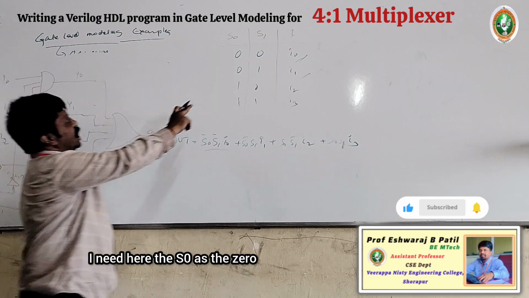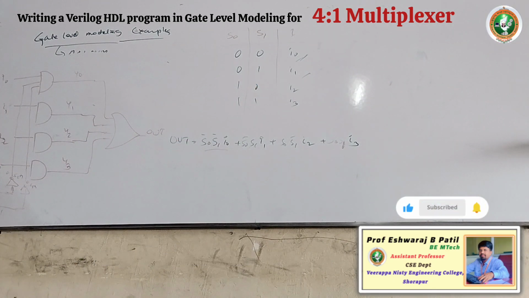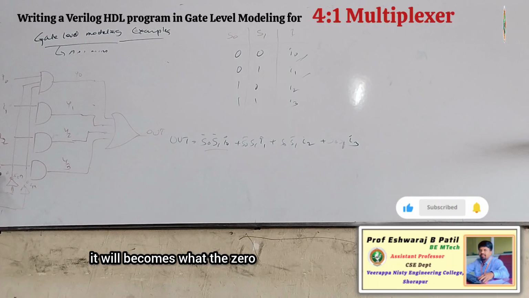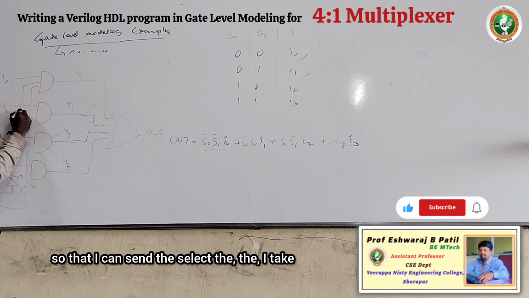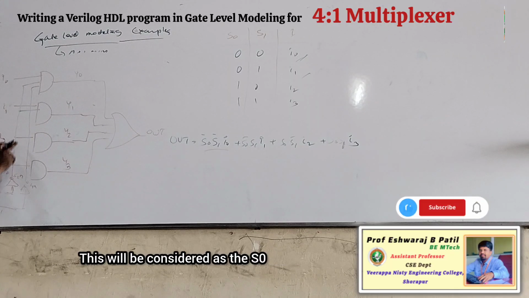I need here S0 as 0, S1 as 1. S0 as 0 means what? Here S0 is 1. After the NOT gate, it becomes what? The 0. So that I can take the combination for this. This will be considered as the S0.